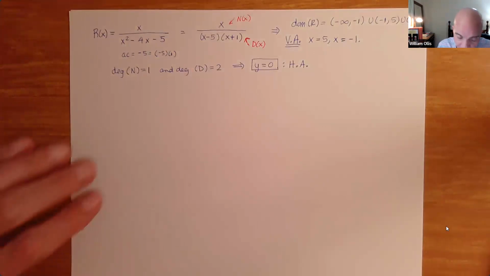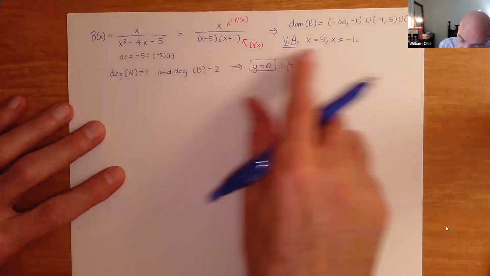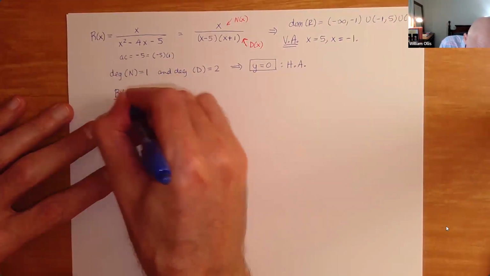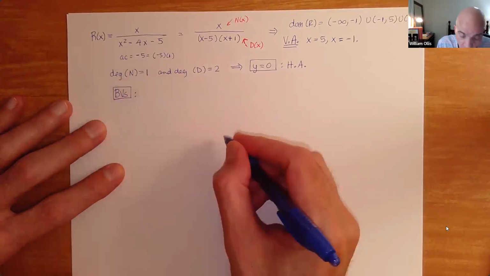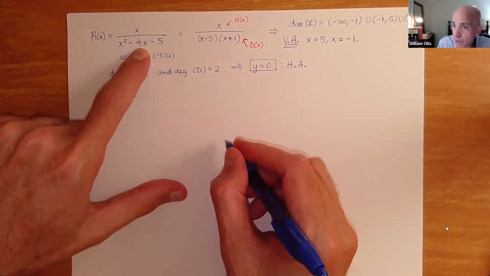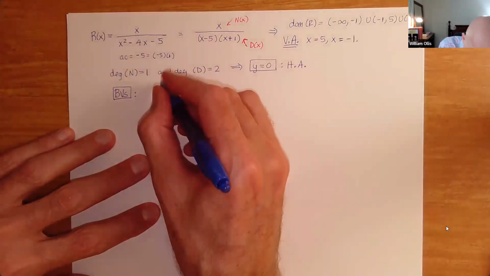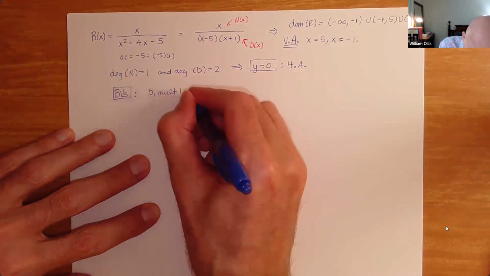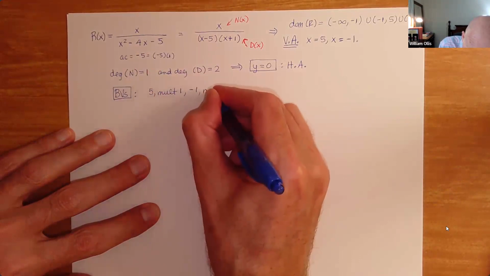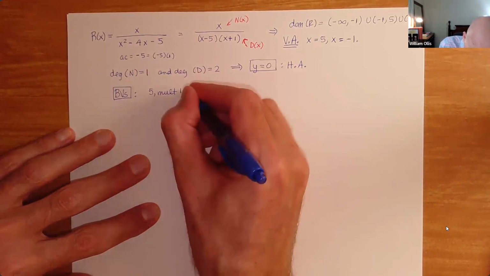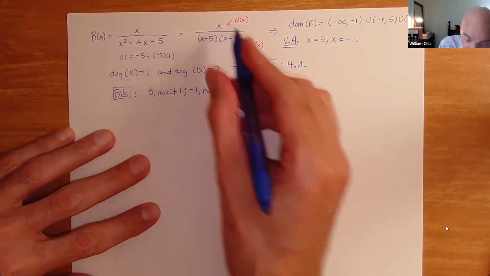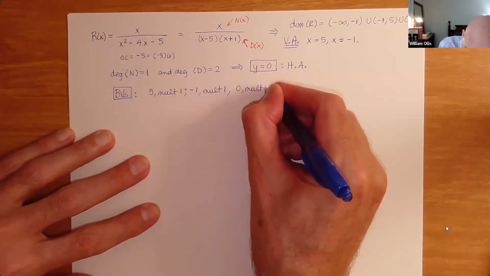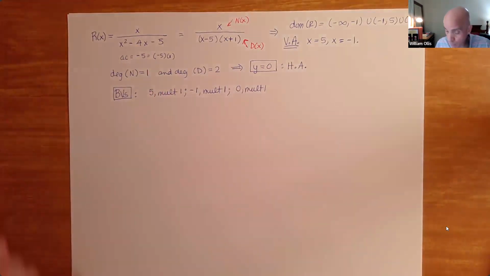Now, with that said, let's also make a note of all the BVs, the boundary values. We already have the zeros for which the function is undefined. We've got 5 and -1. So we have 5, which has a multiplicity of 1. We have -1, which has a multiplicity of 1. And then we have the 0 in the numerator, which is just 0 of multiplicity 1.